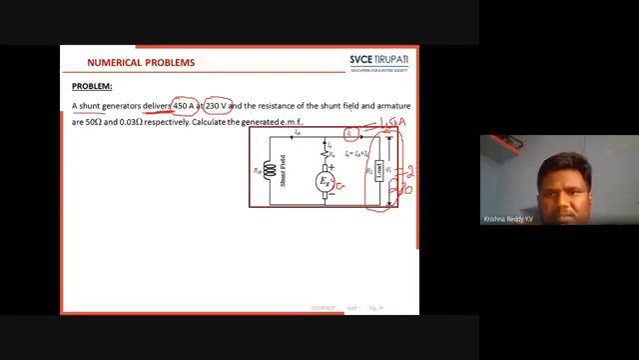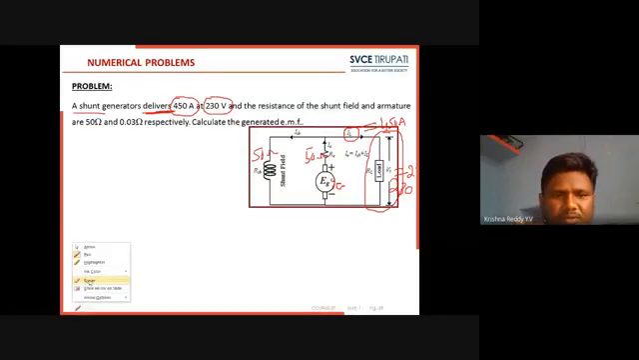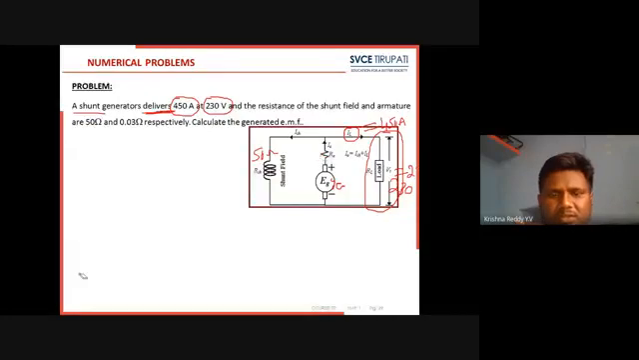And the resistance of the shunt field and armature: the shunt field resistance is 50 ohms and the armature resistance is 0.03 ohms. Calculate the generated EMF. Now tell me the generated EMF equation.